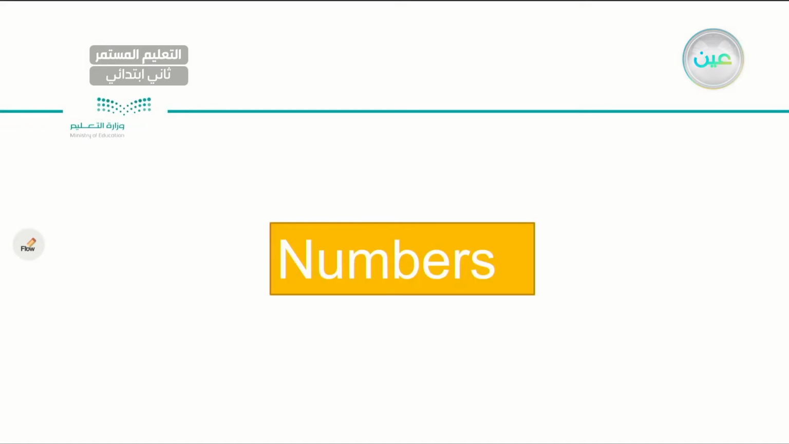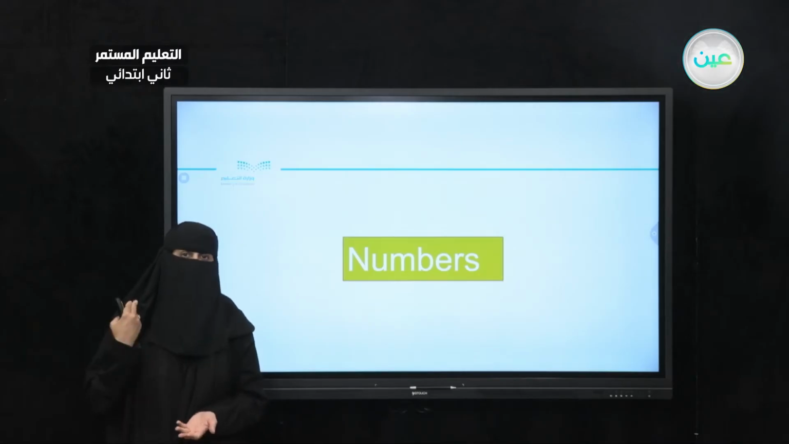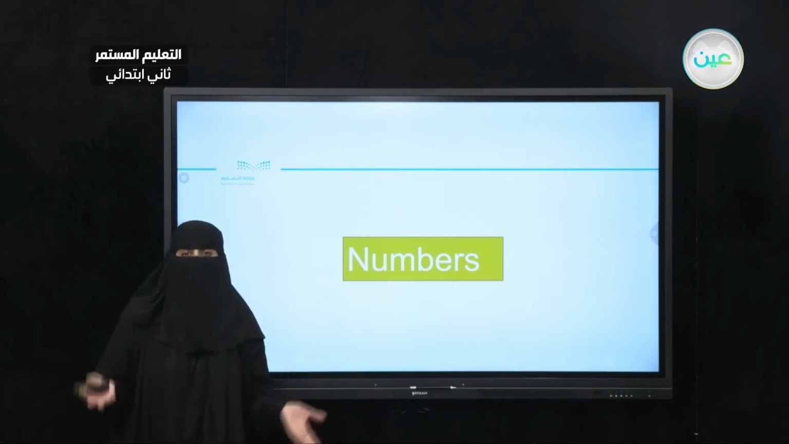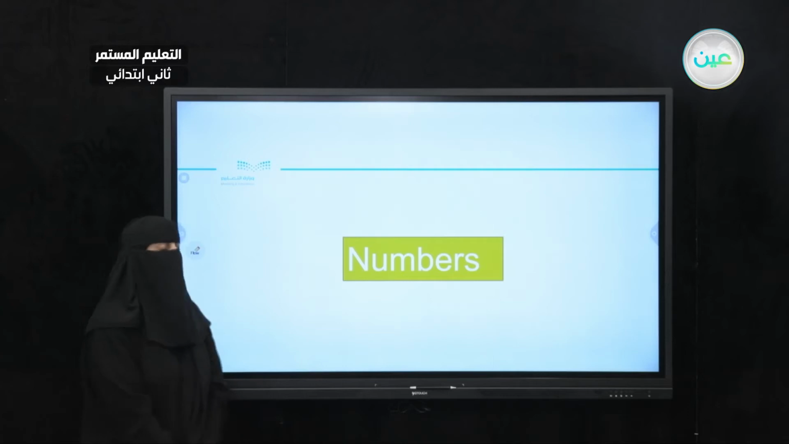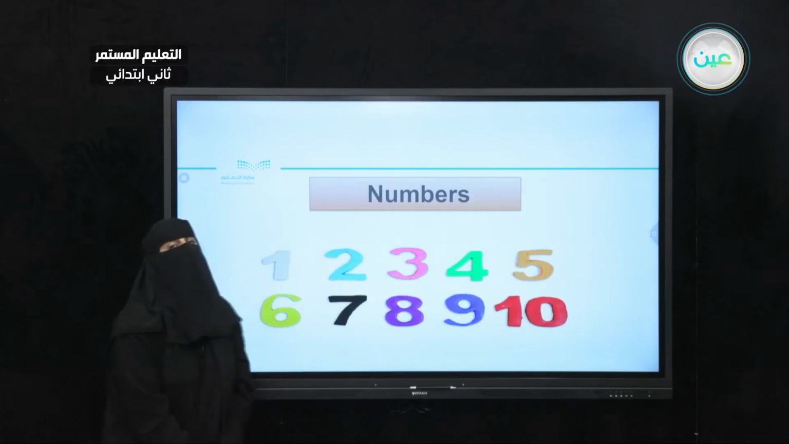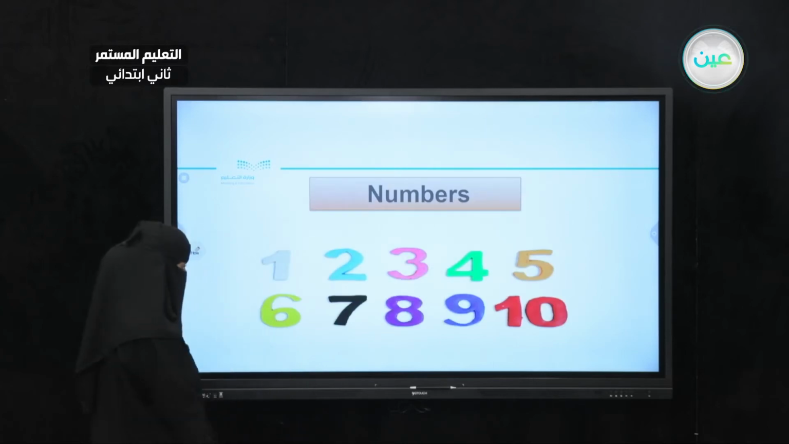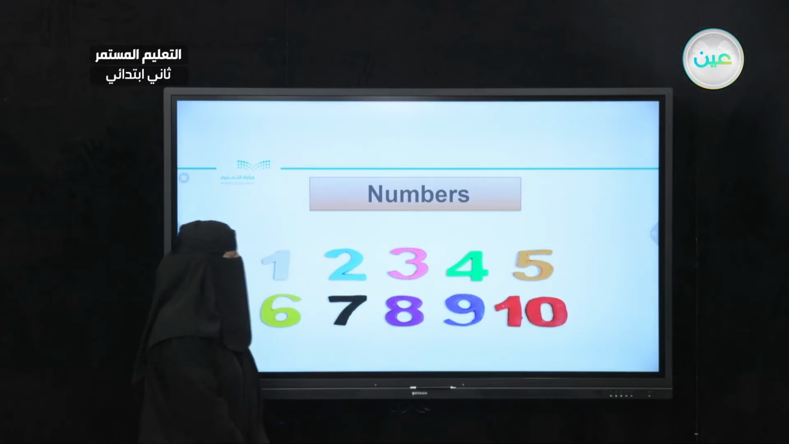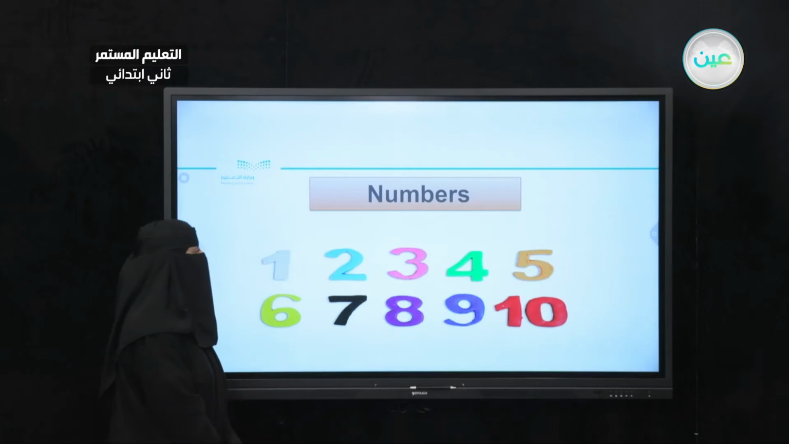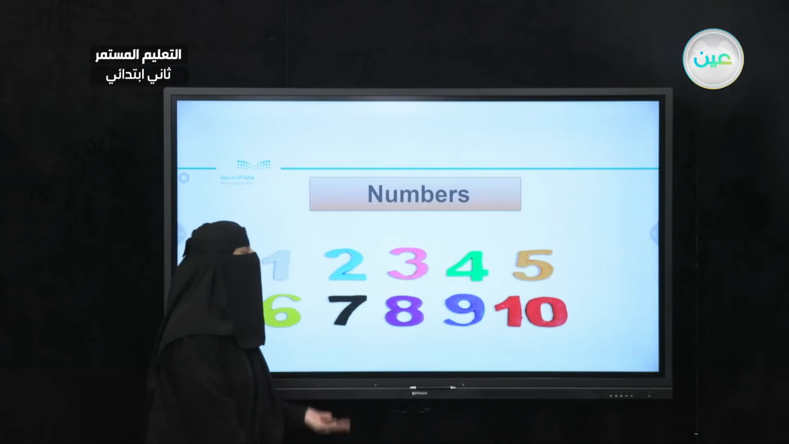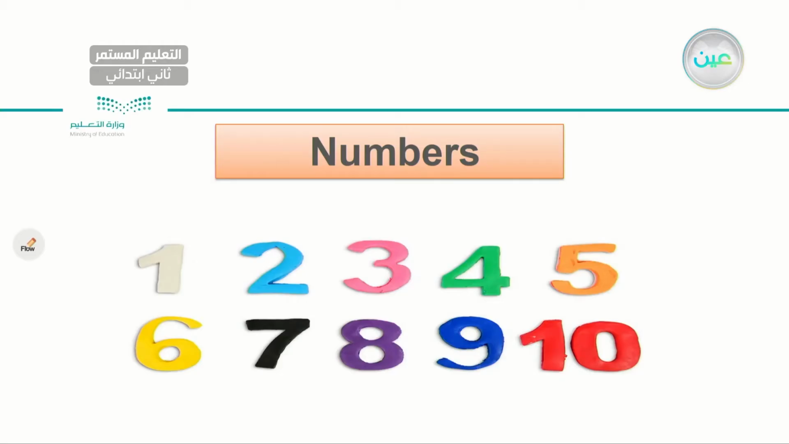Now, let's start with numbers. We already started this in the previous revision, but today we will be doing this with a variety of exercises. Let's try to revise the numbers one number at a time. Let's start reading. Number 1, 2, 3, 4, 5, 6, 7, 8, 9, 10. Very good, very good.